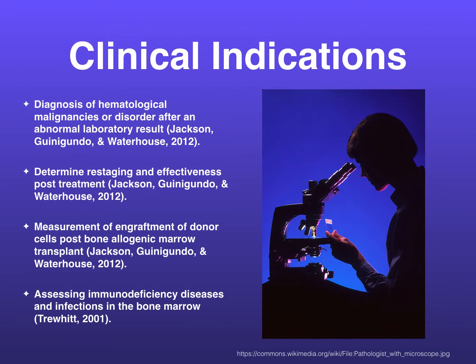A bone marrow analysis can be used for a variety of different reasons. It can be used to diagnose a hematological malignancy or disorder, and then later it can be used to determine whether or not a treatment for that malignancy or disorder is being effective. It can also be used as a measurement of engraftment for patients who have received an allogenic bone marrow transplant. And then finally, it can assess immunodeficiency diseases and infections in the bone marrow.